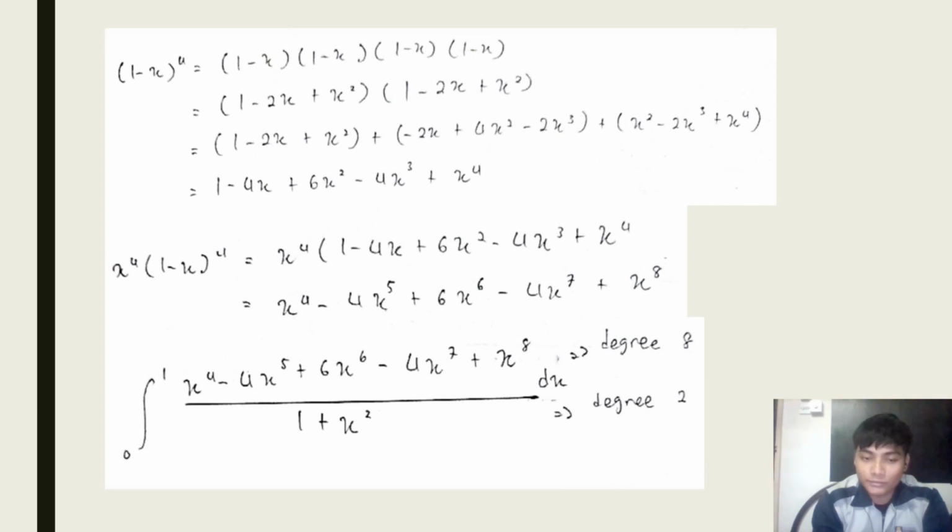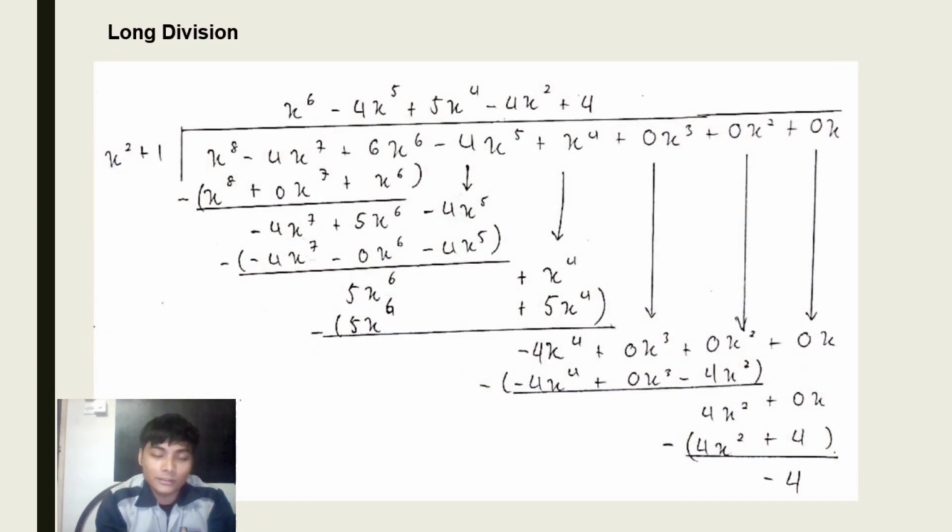From this equation, we can see that the degree of the numerator at the top is higher than the degree of the denominator. So we can say that this fraction is actually an improper fraction. To integrate this fraction, we need to make it a proper fraction by doing long division.